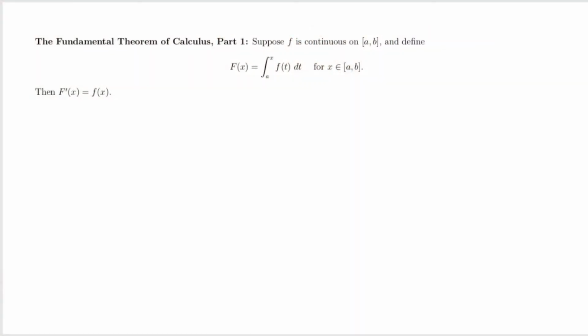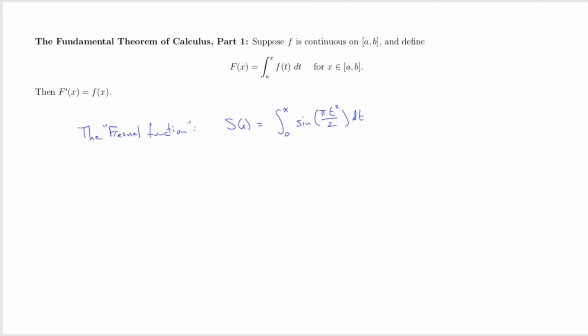So here we go. Just to quickly refresh our memory, part 1 says that if we define this function capital F of x to be the area under the curve, or the integral from a to x of some function f of a variable t, then capital F is an antiderivative of lowercase f, or the derivative of capital F is lowercase f. Well, here's an example from physics.